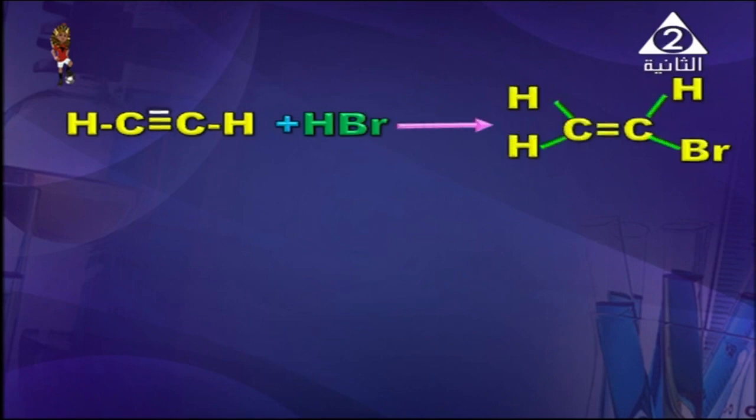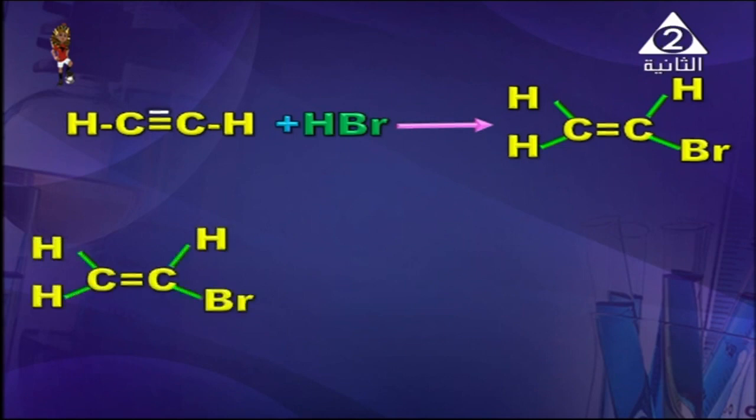Now I can see the bond is broken and forms C double bond C. The first carbon contains 2 hydrogens. The second carbon contains hydrogen and bromide. Is this your answer, 1,1? No. For the other one, I break down the other bond, as you see.